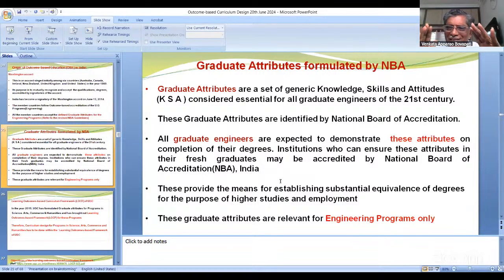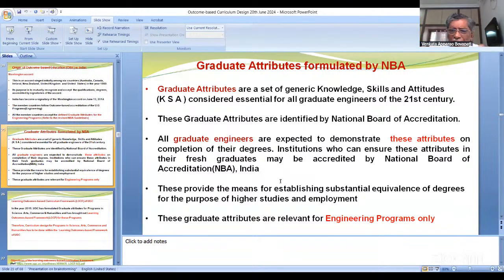The institutions, the colleges or universities, which can ensure that their fresh graduates will have the outcome-based education, may be accredited by National Board of Accreditation. Only those institutions which implement outcome-based education, which implement NBA curriculum framework alone can be accredited. These provide the means for establishing substantial equivalence for the purpose of higher studies and employment.